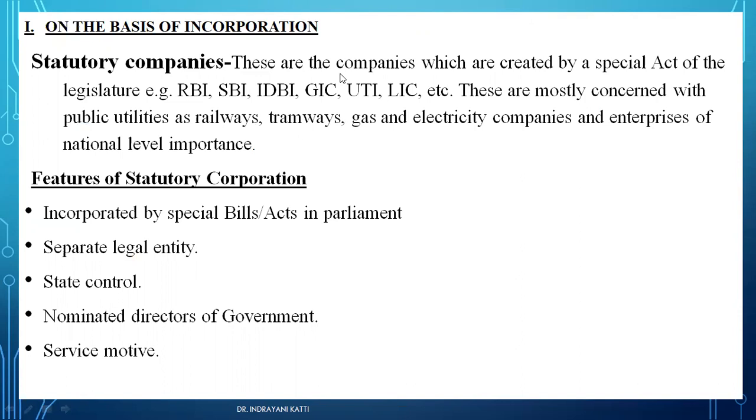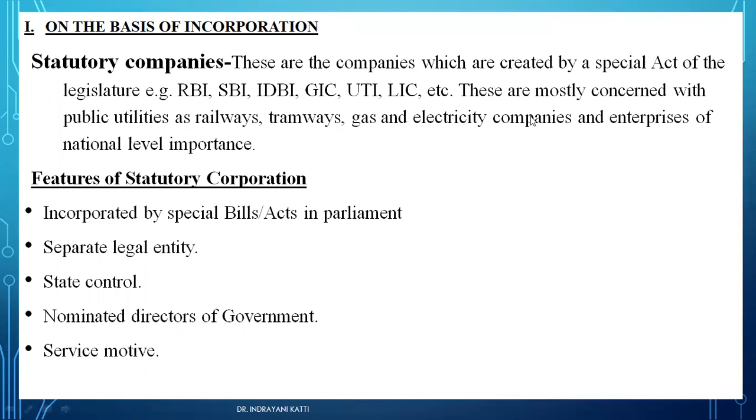These are the companies which are created by a special act of the legislature; the act is passed in the parliament. In India, RBI is a company, SBI is a company, IDBI, GIC, UTI, Unit Trust of India, GIC is General Insurance Corporation of India, LIC is Life Insurance Corporation of India. All these companies are examples of statutory companies, which have their own acts. Act is passed in the parliament, then these companies are established.